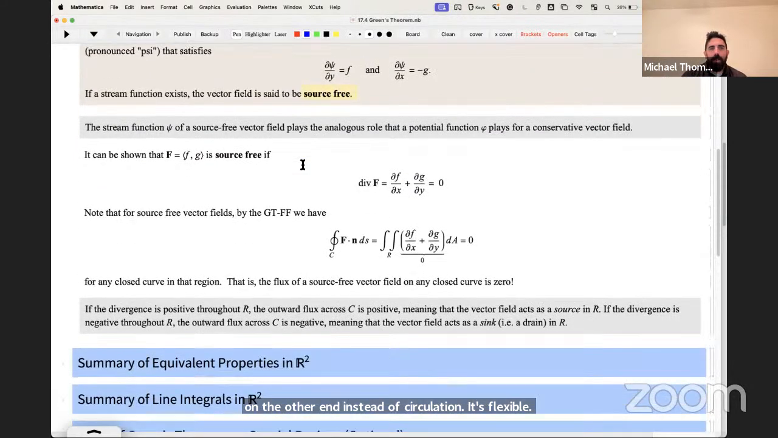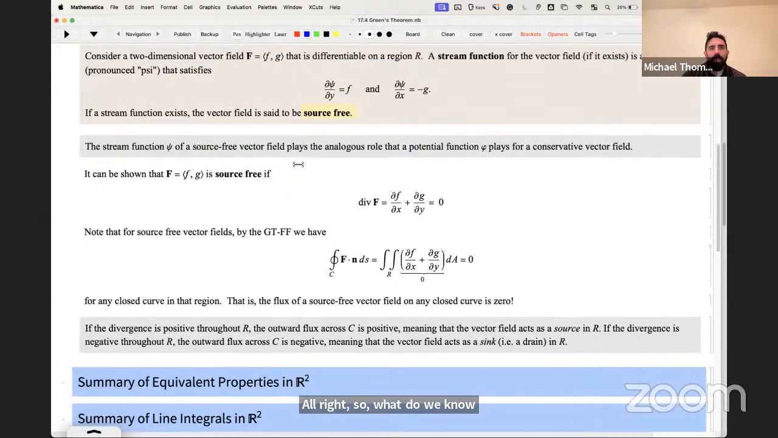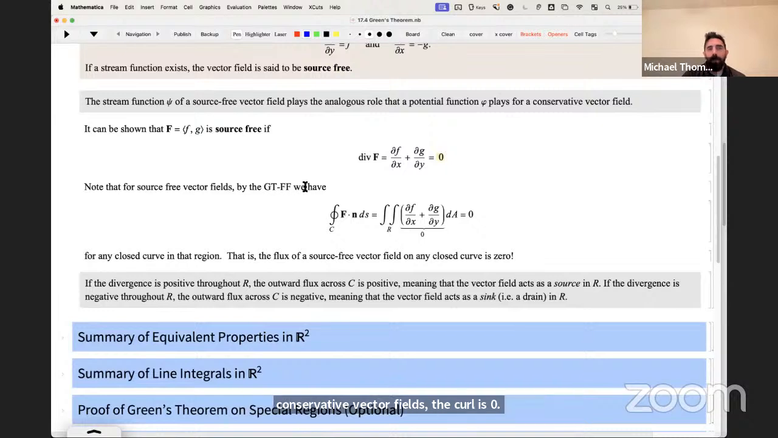All right, so what do we know about source-free vector fields? Well, it's pretty easy to show, analogous to what we showed with curl for conservative vector fields. With source-free vector fields, the divergence is 0. With conservative vector fields, the curl is 0. What does that mean? By Green's theorem, if you evaluate flux for a source-free vector field, you'll always get 0, no matter what the curve is.